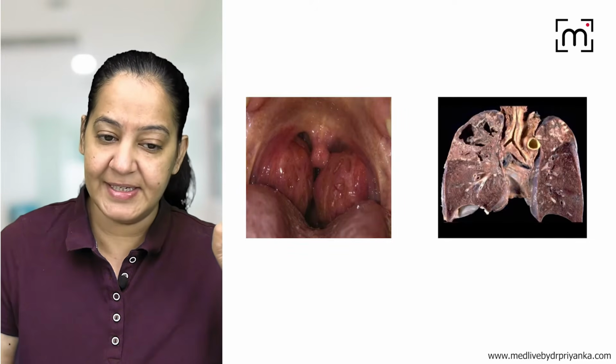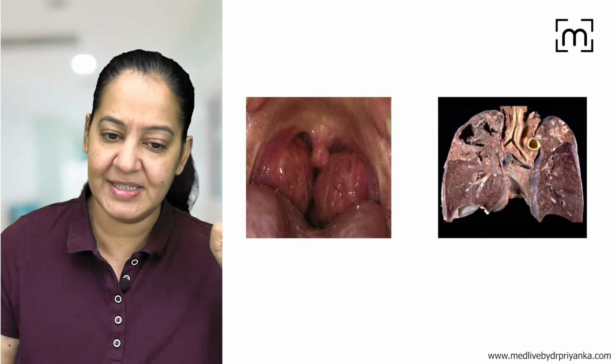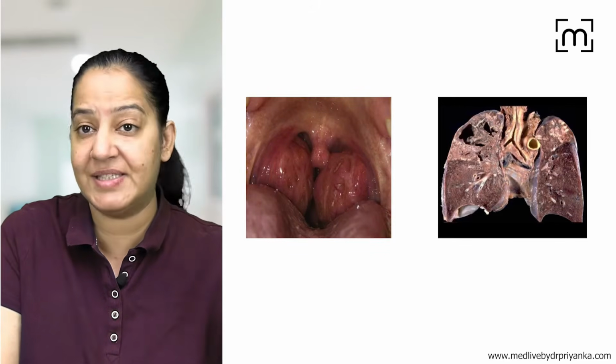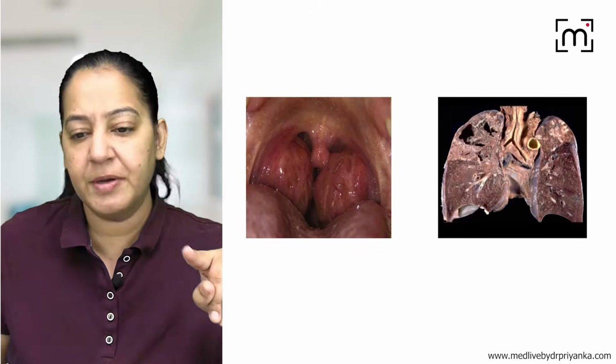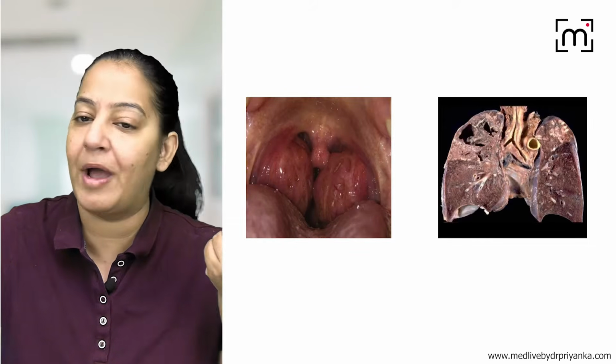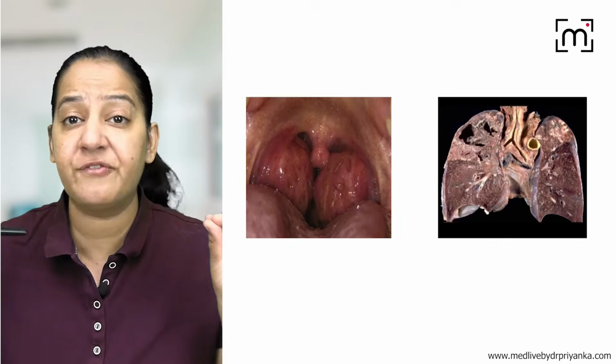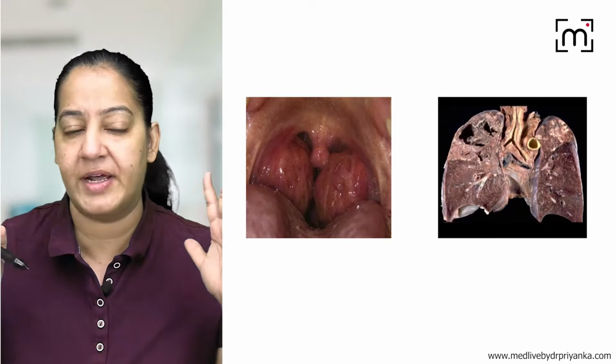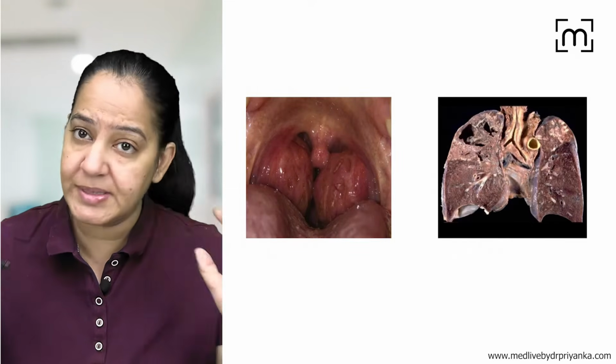Tonsillitis is caused by a bacteria, most commonly Streptococcus pyogenes. And tuberculosis is caused by the bacteria we all know, Mycobacterium tuberculosis. Now, what is the difference between them? One is acute, one is chronic. What is the difference? So the onset is different.